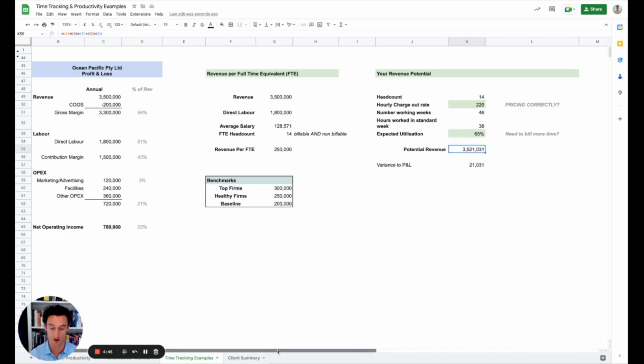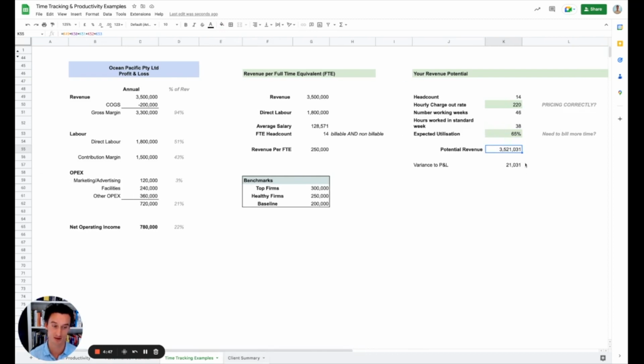And hey, guess what? Magically in this example, it's very close. You can see our P&L, we're 3.5 mil. Here for our potential revenue, we're only 21 grand off that. So you know what? We're on track. And you can see we're on track because our benchmark as a healthy firm, our revenue per FTE is 250 grand, and our revenue potential is right on track with where we're expecting it to be.